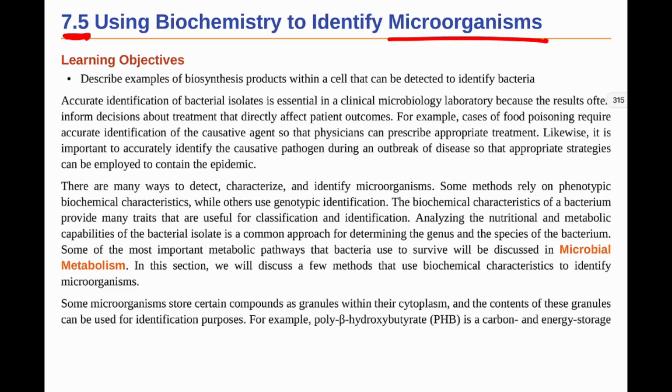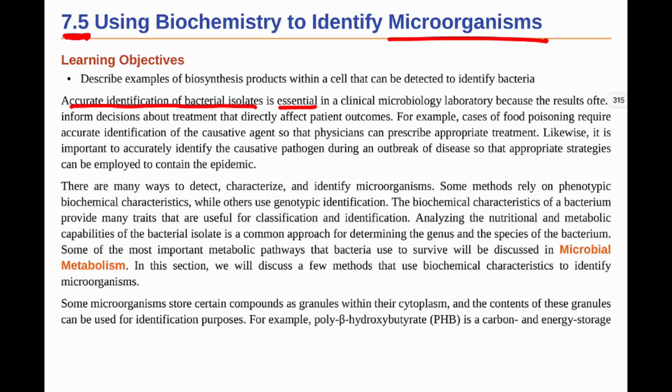And we're actually going to look at this in a future chapter as well in a little bit more detail, in a simpler way, using different agar plates and different deeps in tubes and things like that. But for here in 7.5, I just wanted to take a brief look at some of the more industrial type ways that these things are looked at. So let's get started. Accurate identification of bacterial isolates is essential.